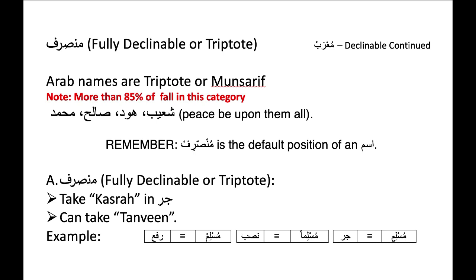For example, ism muslimun has dhamma when it is in rafa state. In nasab, it becomes musliman with fatha, and in jar, it becomes muslimin with kasra. We will say that the ism muslimun is munsarif or fully declinable or triptoed because it accepted kasra when in jar and it is also accepting tanween.